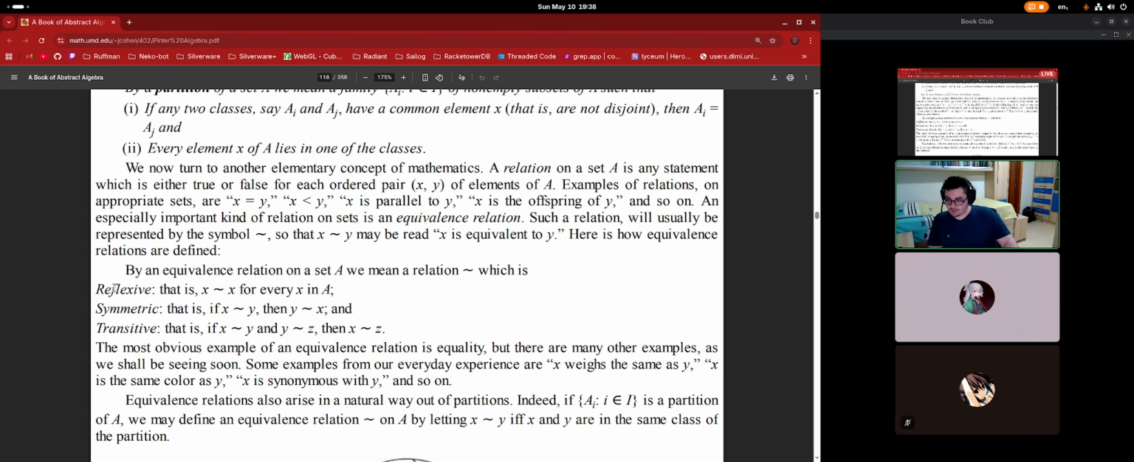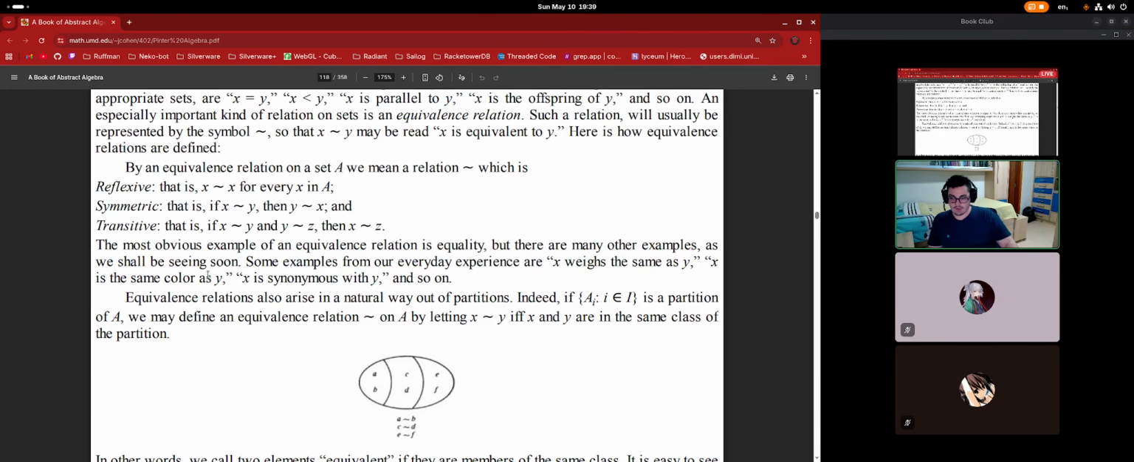Yeah. So reflexivity: x is equivalent to x for every x in A. Symmetric: that is to say that if x is equivalent to y, then y is equivalent to x. And transitive: if x is equivalent to y and y is equivalent to z, then x is equivalent to z. Equality holds for that, of course.